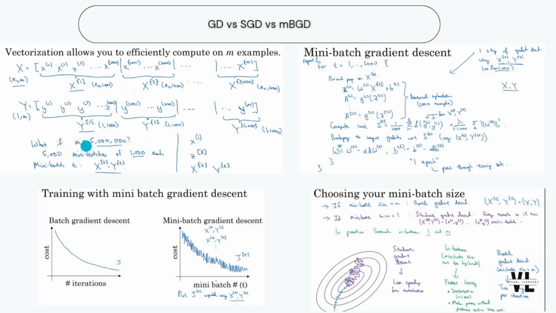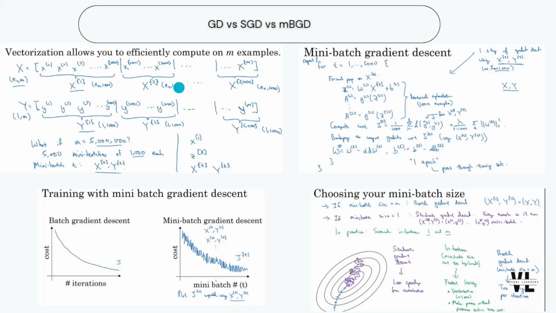Let's consider that the number of training examples in this case is 5 million. And if each mini batch is 1000, then basically we're going to have 5000 mini batches. The curly braces indicate the numbers for each mini batch, and X{t} and Y{t} are going to correspond to each mini batch. So mini batch t, if t is equal to 1, it's referring to the first mini batch.